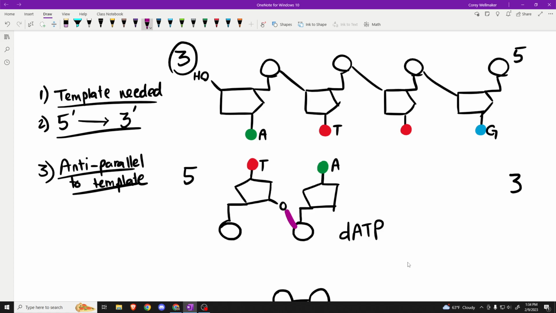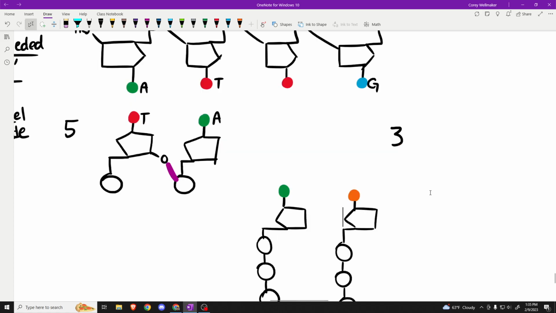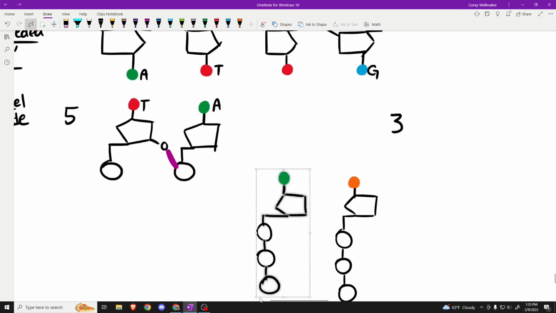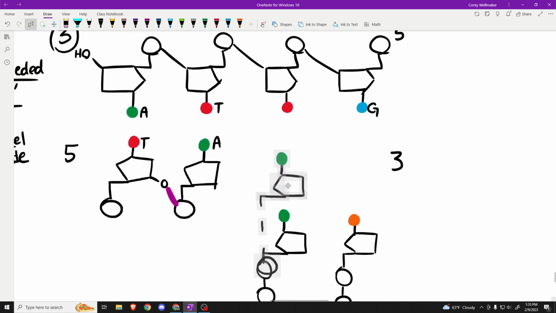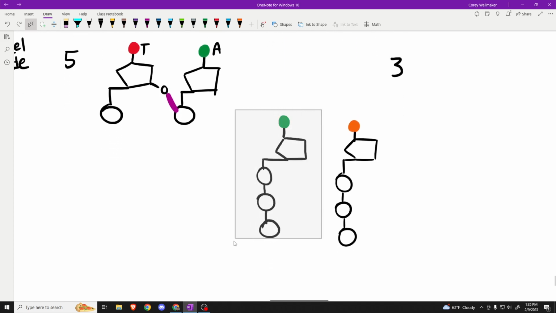All right, I'm going to pause the video so that I can draw my other two nucleotides, and we'll see this process play out. All right, here I've got another dATP. Let's try that again.